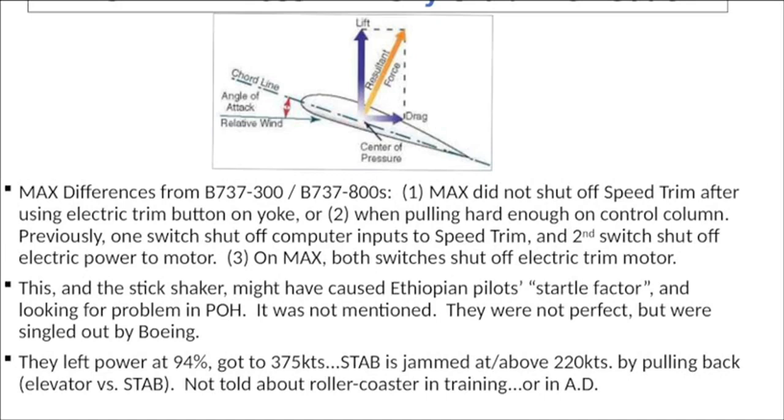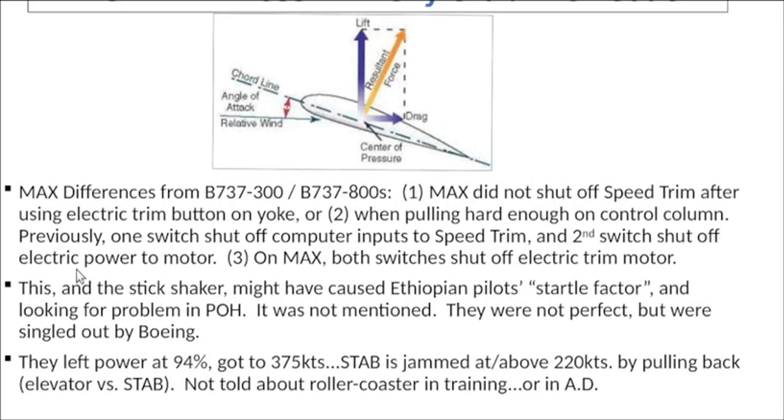Also, before, the switches on the center pedestal that Boeing pointed out in the AD to turn both of them to cut out to stop the electric motor. So in the previous airplanes, one switch shut off the computer inputs to the speed trim, and the second switch shut off the electric power. On the MAX, both switches shut off the electric trim motor, so that's another big difference.